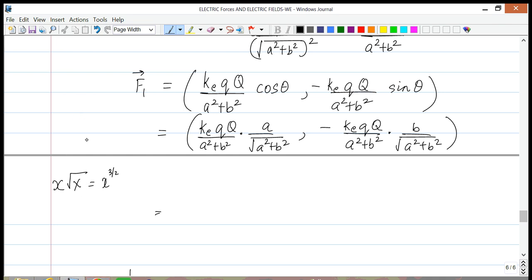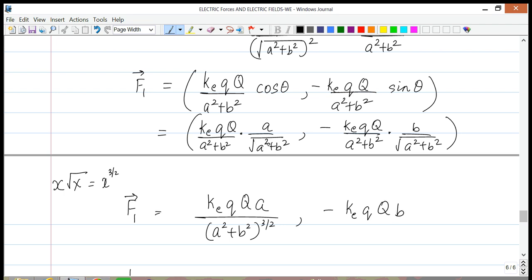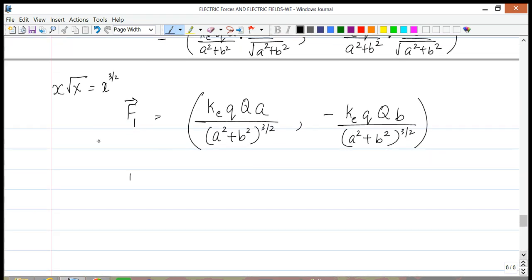So I will use this idea and write F1 as KeQQ times A divided by (A squared plus B squared) to the power 3/2, and then the other one will be KeQQ times B over (A squared plus B squared) to the power 3/2. Great, we have F1. We're just a couple steps away from writing F2. So we have F1 in its full component form. Let us write F2 now.